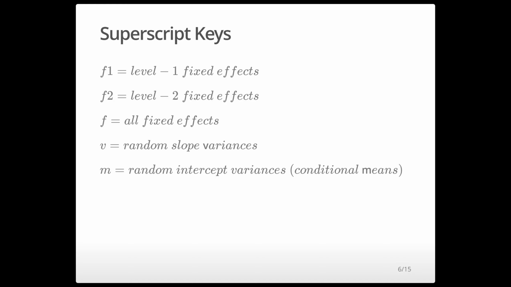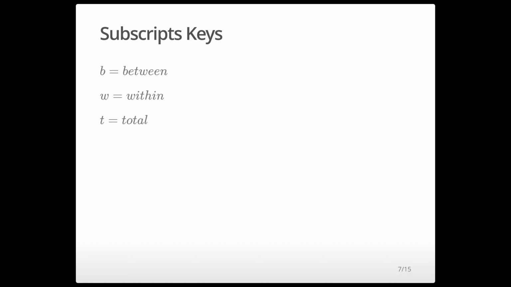V equals random slope variances, and I tried to highlight the V in variance to link those together to show where it came from. And M equals random intercept variances, or conditional means, and again I tried to highlight the M to show that the M is associated with means. The subscripts are, as we've discussed, between, within, and total.